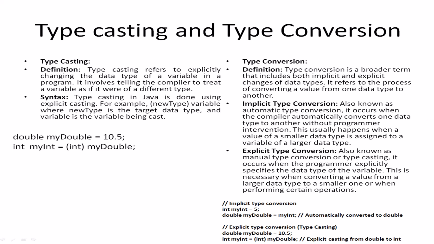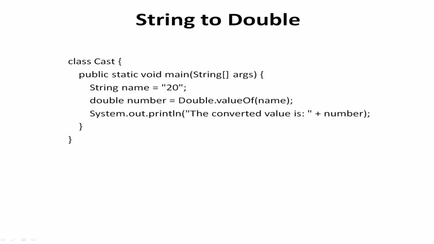Now if you consider an example, here we have declared an integer myInt equal to 5. Similarly, whenever you declare double myDouble equal to myInt, it is automatically converted into the double. Next, typecasting. Here you have given double myDouble equal to 10.5. Next you convert it into the integer, int myDouble, which is said to be an explicit typecasting.